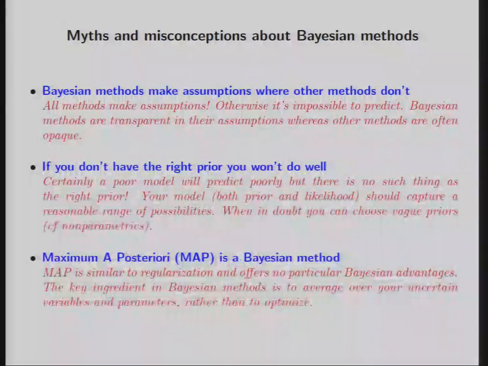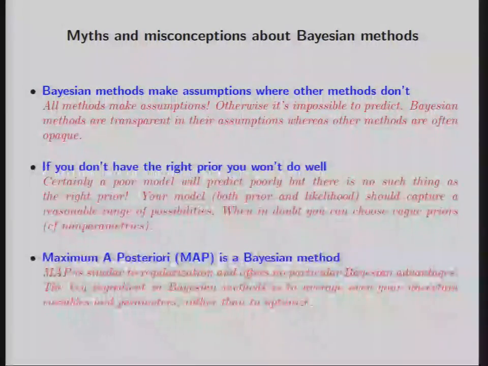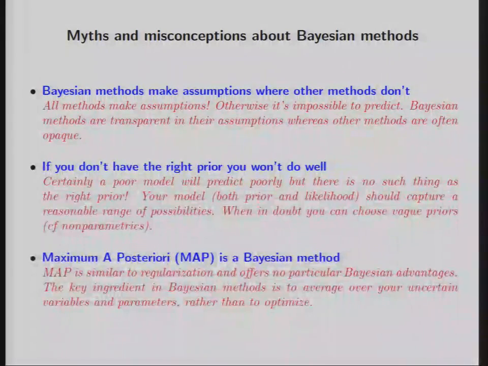Here is another misconception. A lot of people associate Bayesian methods with maximum a posteriori. So MAP is similar to regularization, but it really offers no particular Bayesian advantages. In fact, I would rather do regularization than MAP, okay? Because regularization, at least, I can analyze within a nice framework for thinking about regularization. MAP has the unfortunate aspect that you might actually think that I'm trying to do something Bayesian.